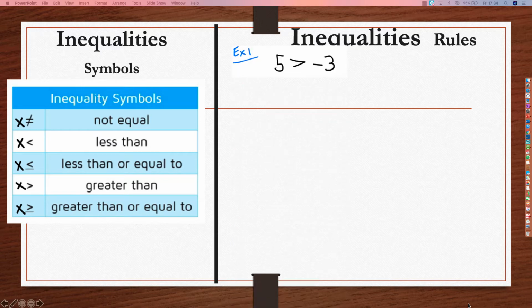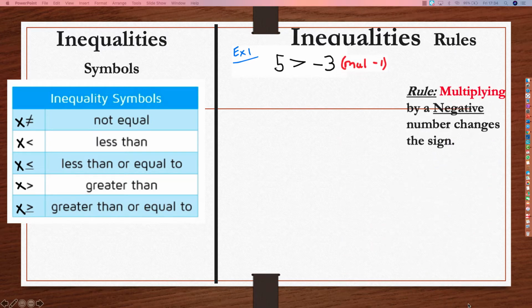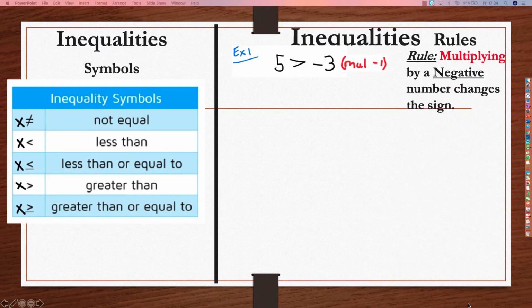The big rule with inequalities is: multiply across by a negative number, the sign flips. And there's a reason for this. We know 5 is greater than minus 3, isn't it? But if you multiply both of them by minus 1, you get minus 5 and 3. Which one is now bigger? 3. So that's why, when we're doing algebra, it's very important that you flip the sign.